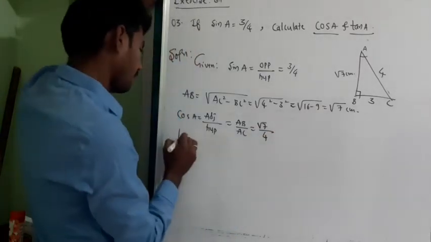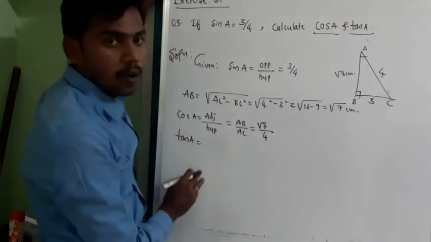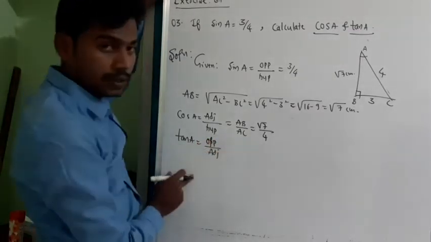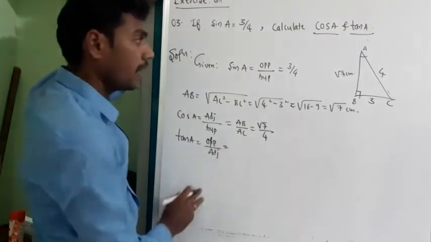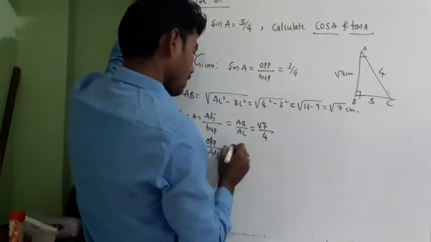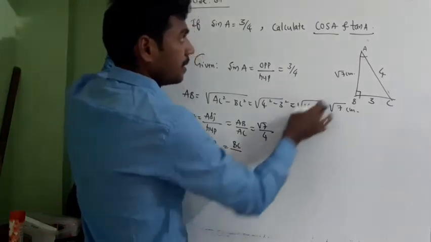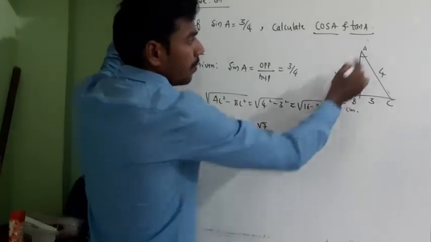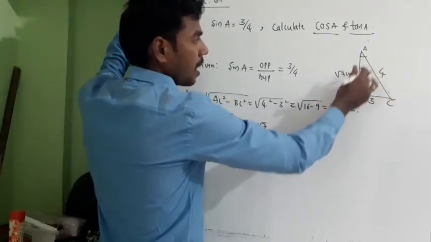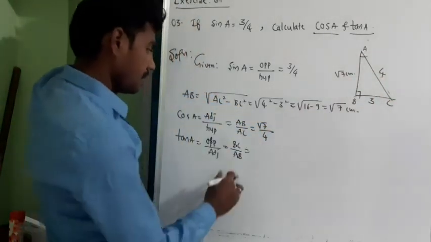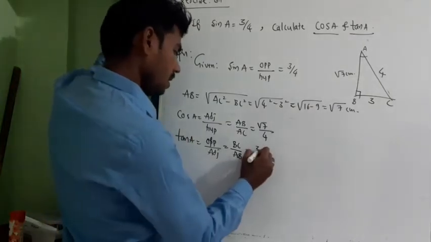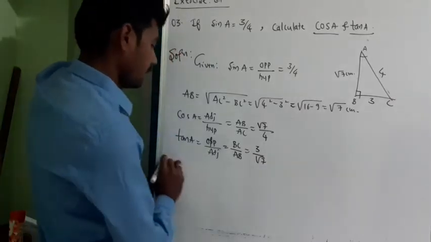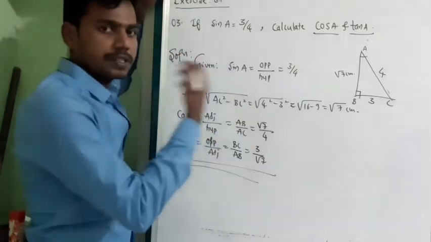Next, tan A. Tan A is equal to opposite by adjacent. You should know these ratios. What is opposite here? BC. What is adjacent? AB. See, for A, this is opposite, this will be adjacent. According to that, we have written. So, what is BC? BC is 3. What is AB? Root 7. So, this is the required answer. Please note this down.